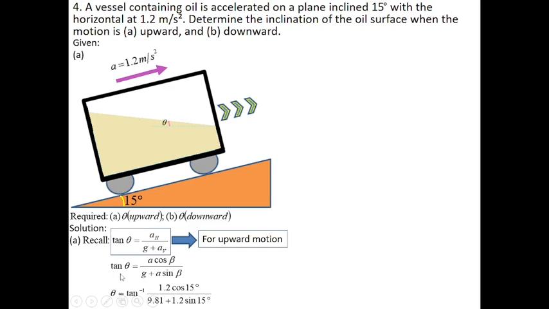So, we have to find theta, that is arctangent. A is 1.2 meter per second squared. Beta is 15 degrees. G is 9.81 meter per second squared. 1.2 meter per second squared sine 15 degrees. So the units will cancel, right? Meter per second squared over meter per second squared. Therefore, we can now take the arctangent, which will give us an answer of 6.534 degrees.